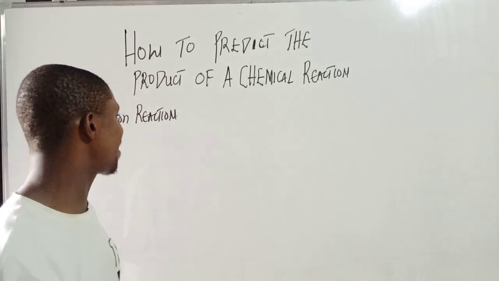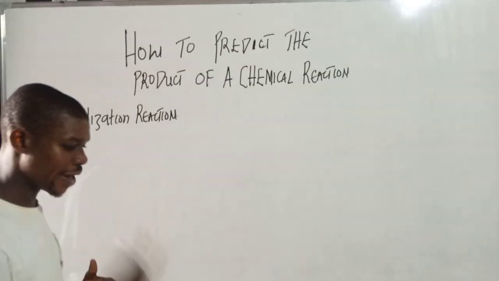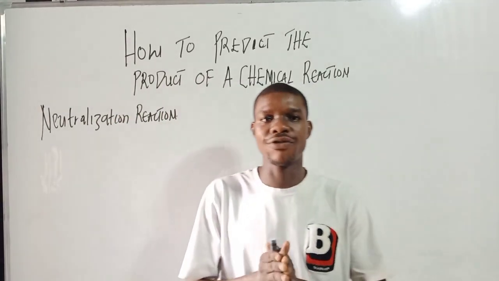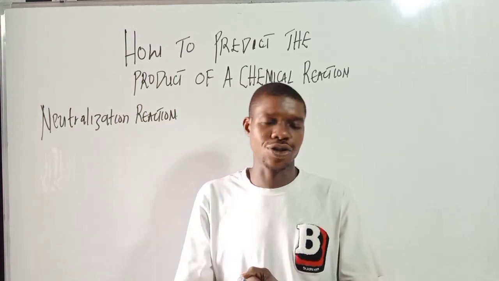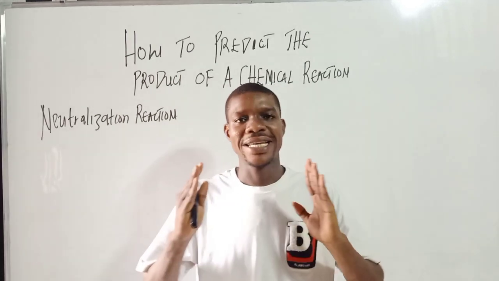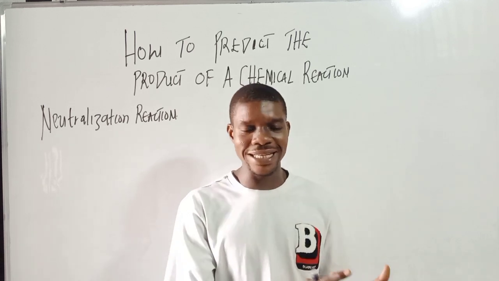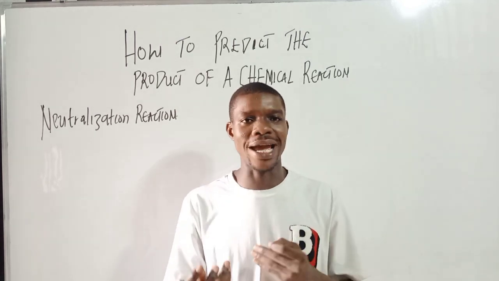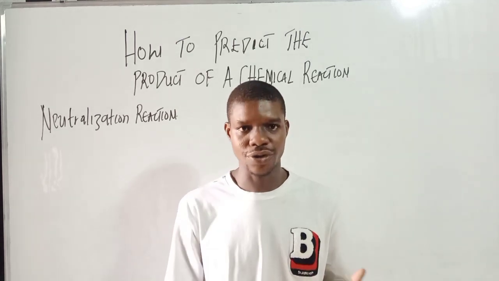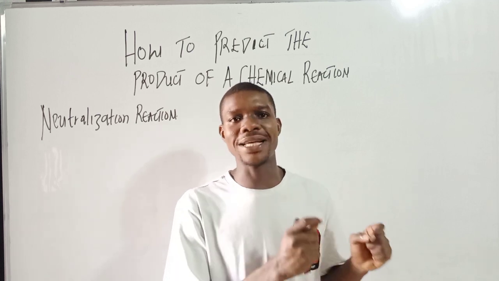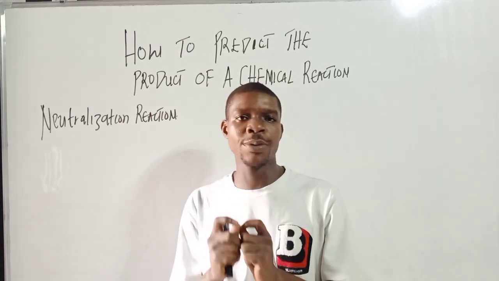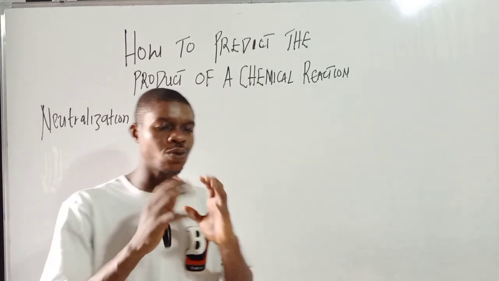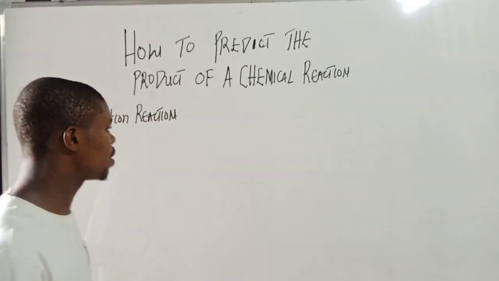Now the reaction I want to look at here is called the neutralization reaction. Many students have issues writing reactions that involve neutralization. The word neutralization reaction means it is a reaction between an acid and a base to form salt and water. And if you are going to do any calculation that involves titration, then you must first balance that chemical reaction before you can solve the related questions. So stick to the end of this video.